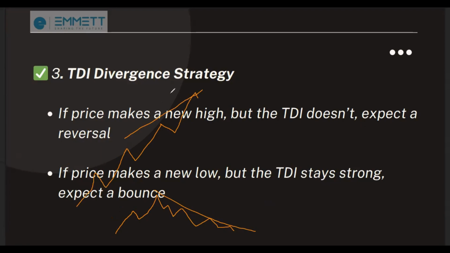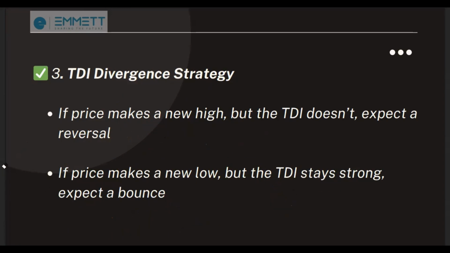This is what we are going to call a divergence. It means that the price is actually overbought, and so a reversal is imminent. The TDI is already telling you this move here is fake. And so the market will have to sell off. Or the market can be going down.